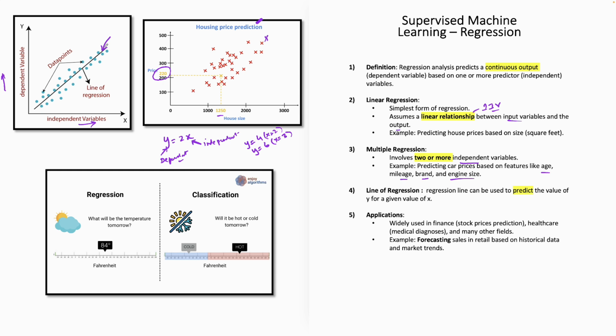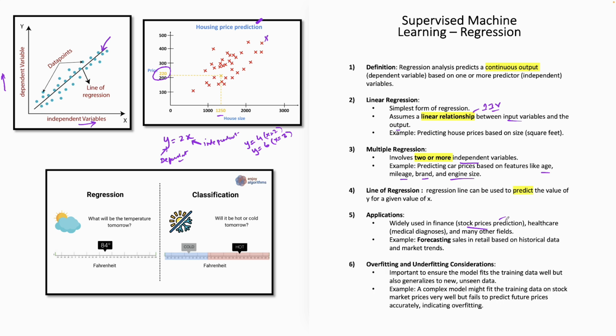Now you might ask, okay, but what are the applications? It is widely used in finance, in stock price prediction. You can make predictions on what your stock price would be based on the historical data. Then it can be used in medical diagnosis and forecasting sales in retail based on the historical data and market trends.